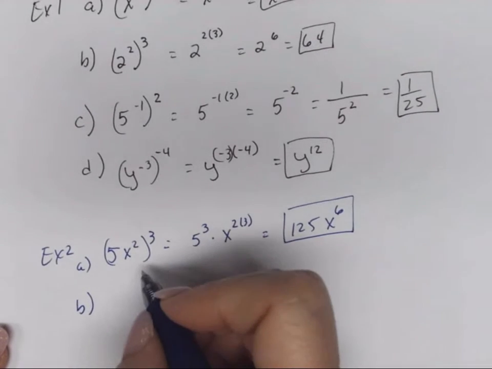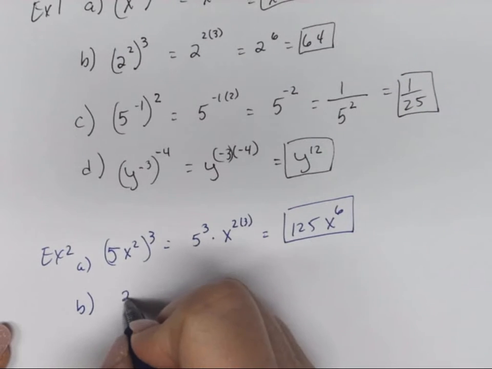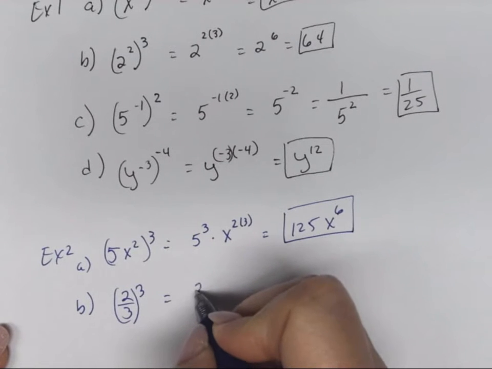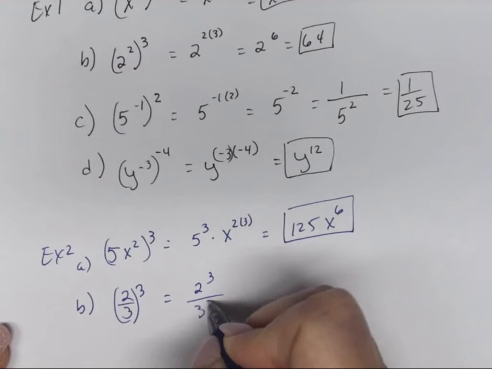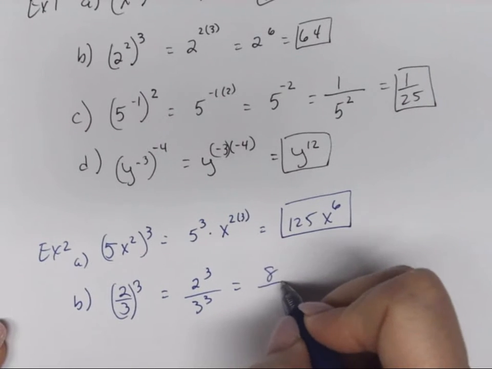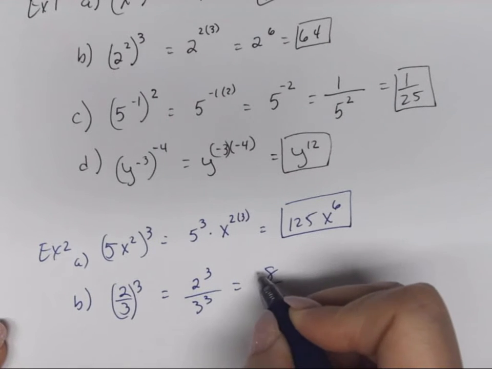Our next one, we have 2/3 raised to the 3rd power, so that's the same as 2 to the 3rd over 3 to the 3rd. Well, 2 to the 3rd is 8, and 3 to the 3rd power is 27.